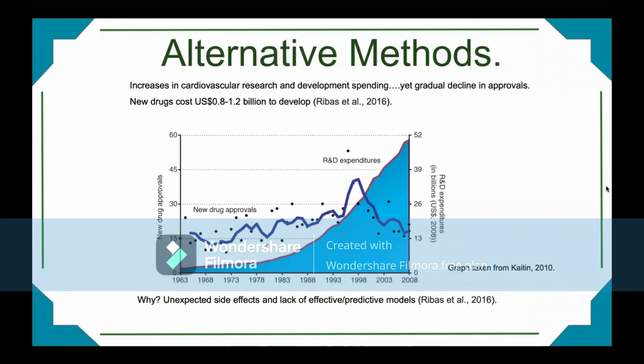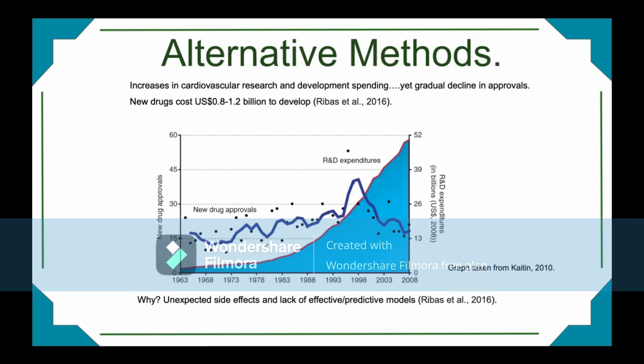Okay, so I'm going to be talking about alternative methods that we can use as opposed to in vivo animal models for heart failure. Despite increases in cardiovascular research and development spending, there's actually been a gradual decline over the years in the amount of cardiovascular drugs being approved. Also, these drugs tend to cost about 0.8 to 1.2 billion US dollars to actually develop.